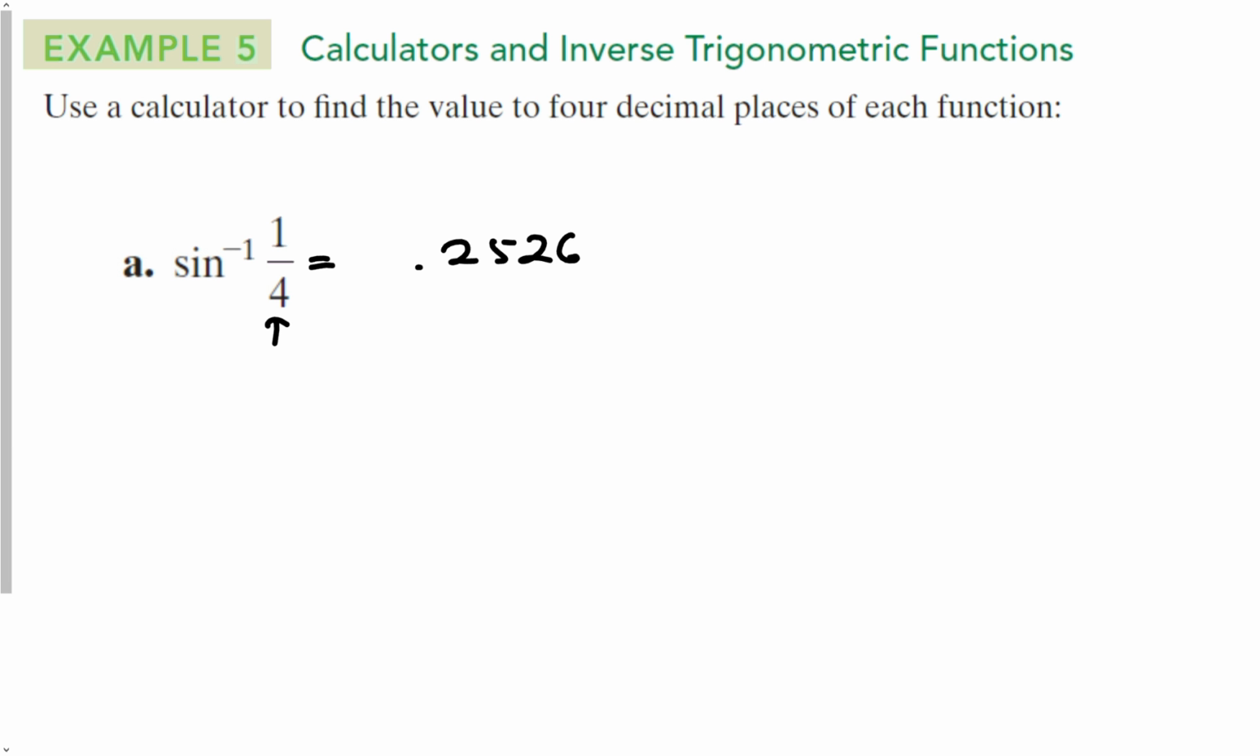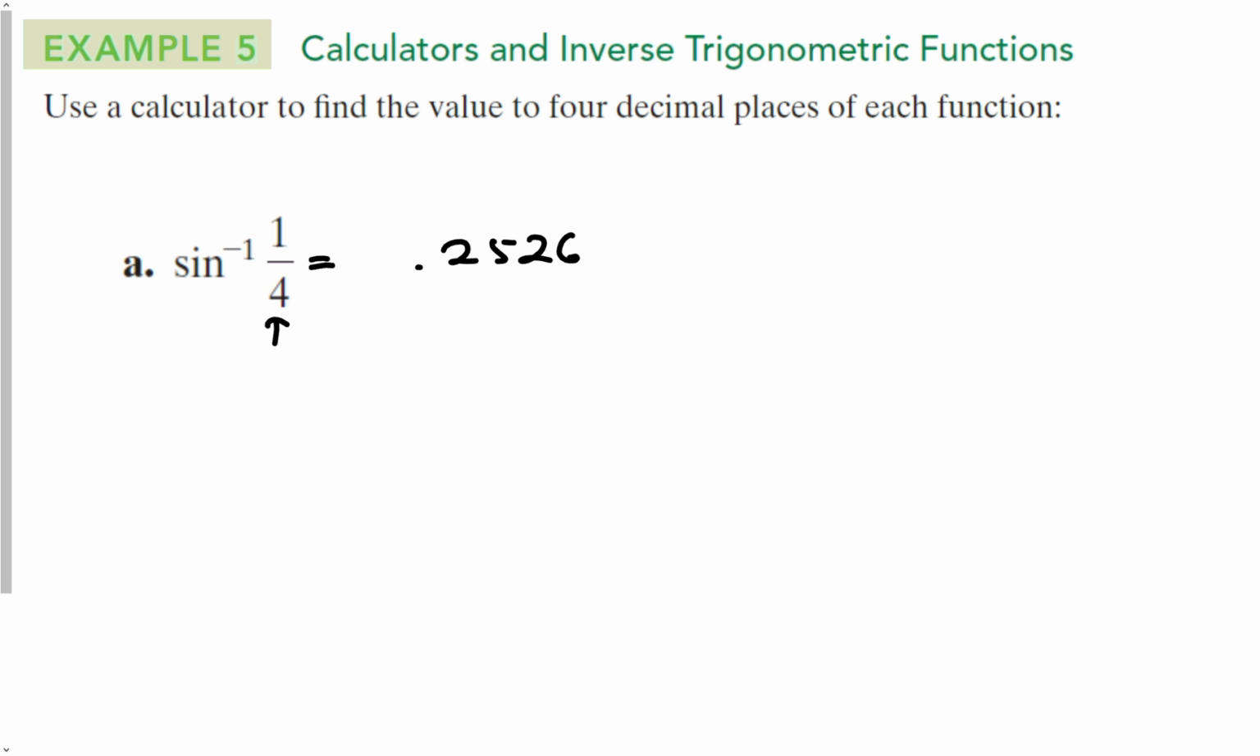All right. If your calculator was in degrees, let's hold on, put it back to degrees. Degrees, inverse sine of 1/4 would give me 14.47 degrees. Okay. So you've got to be careful and determine what the question is actually asking you.